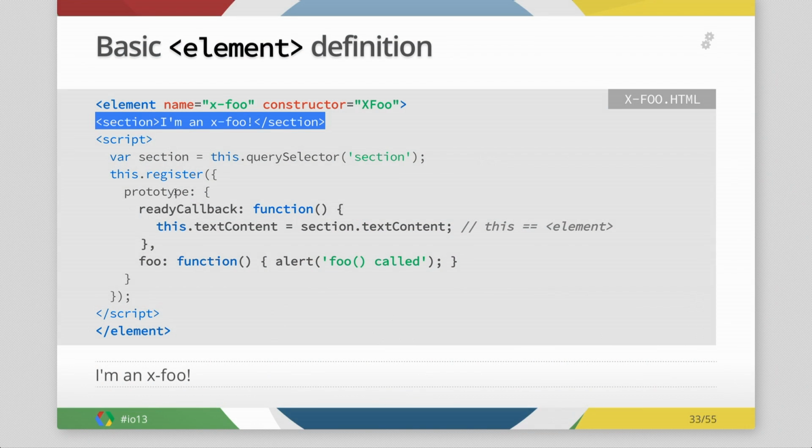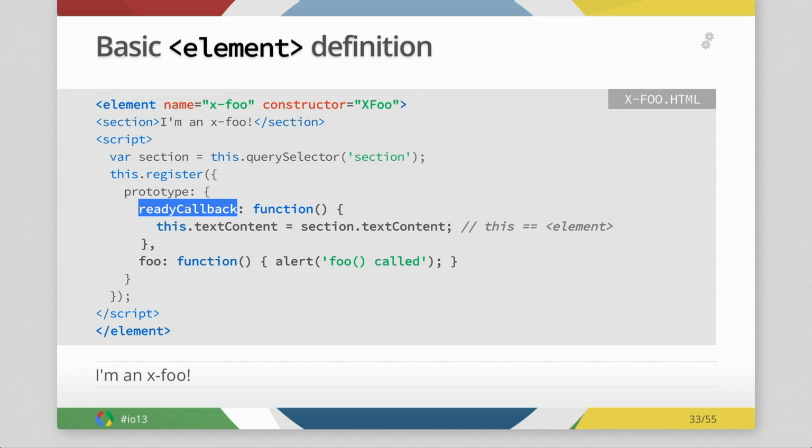Here's an example of creating a definition, just a pretty simple, standard cookie cutter element definition. So I can put markup in here, I can put script, I have a section tag here. In my registration process for this element, here's that ready callback. So when this element has been registered in the browser, all I'm doing is just setting its inner text content to this section's text content.